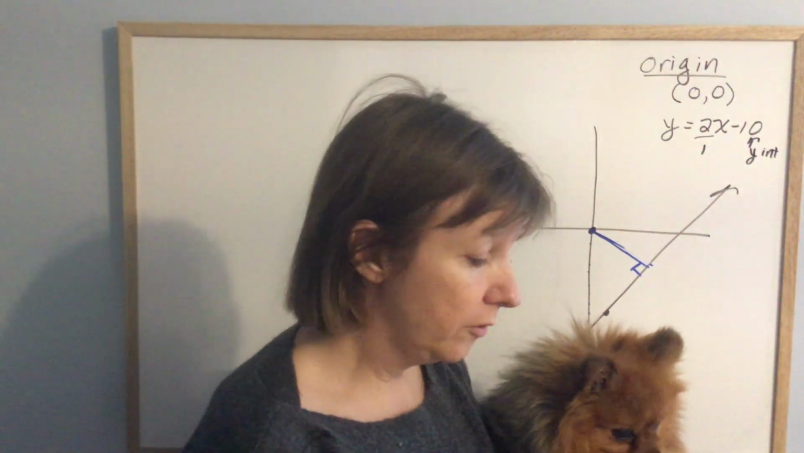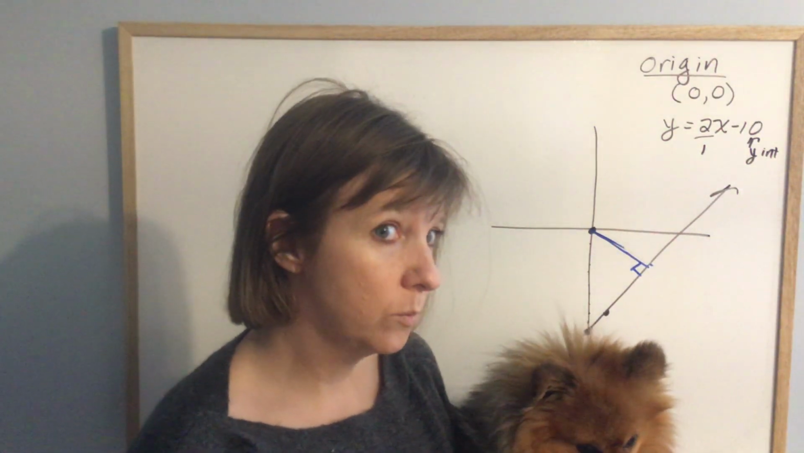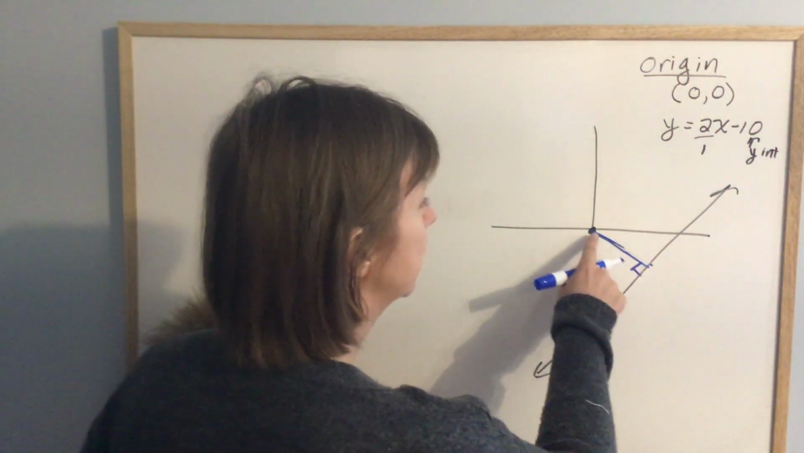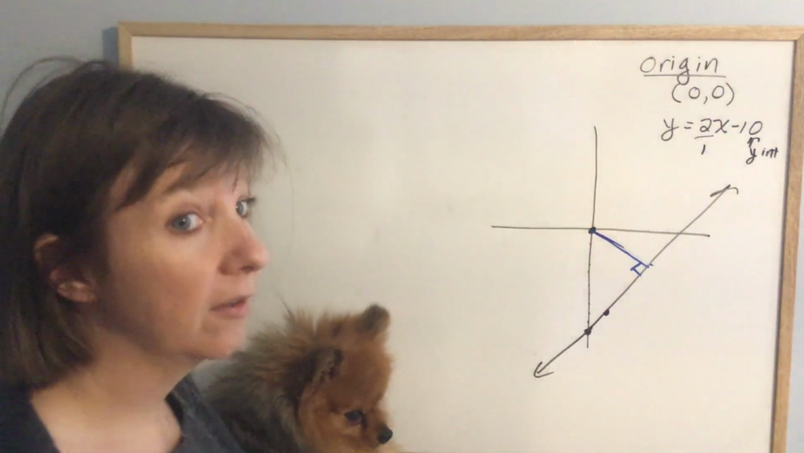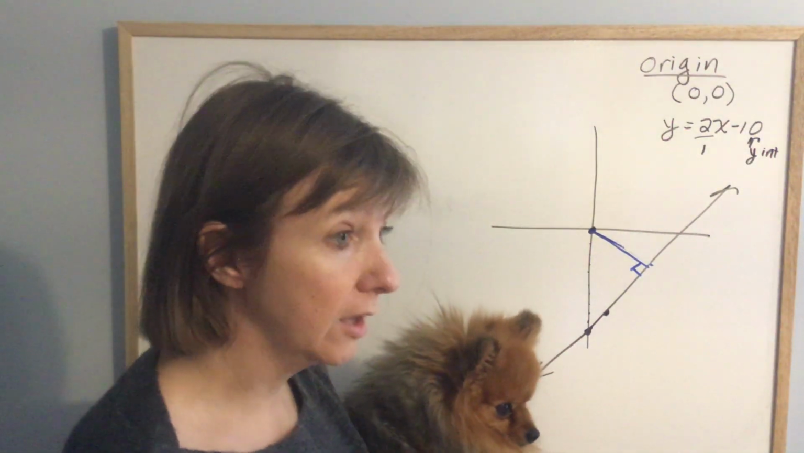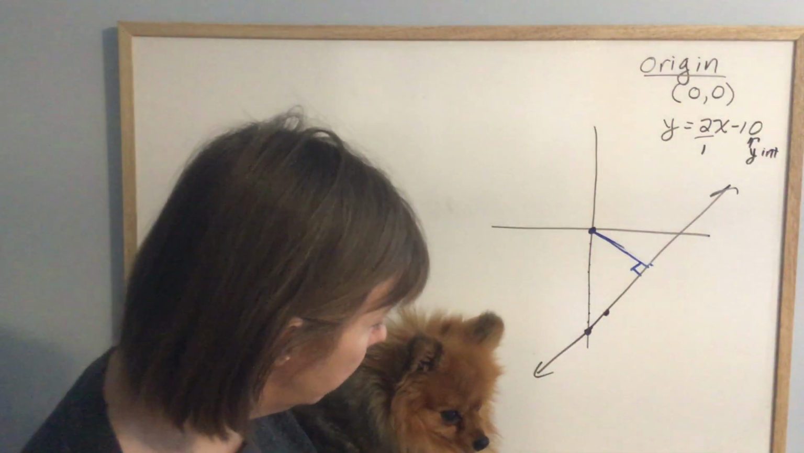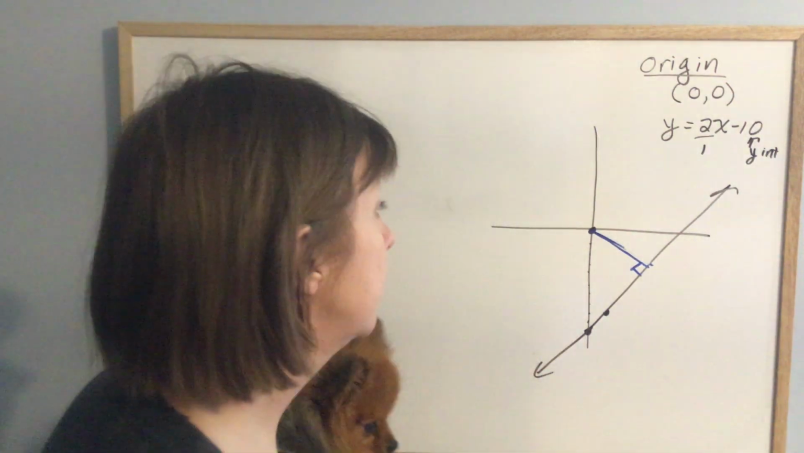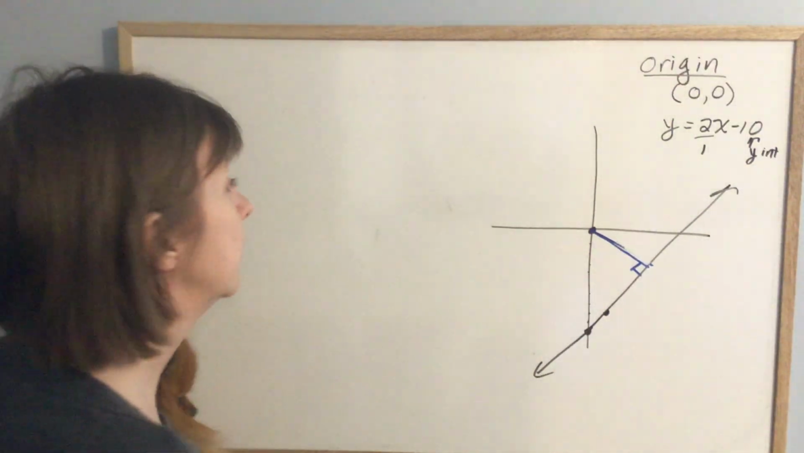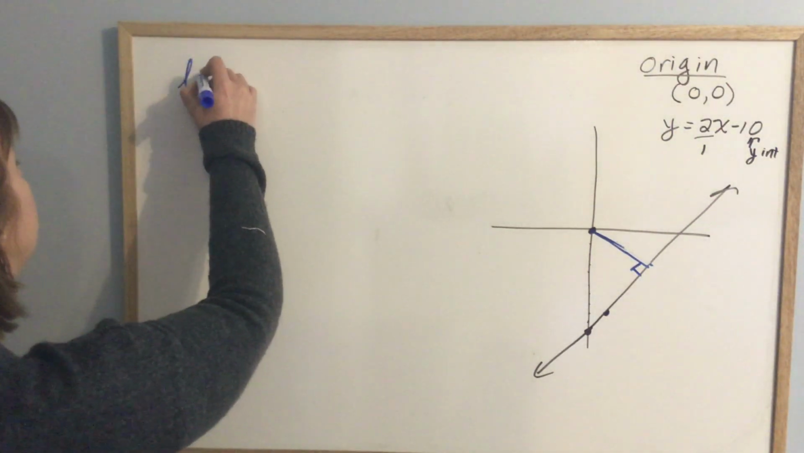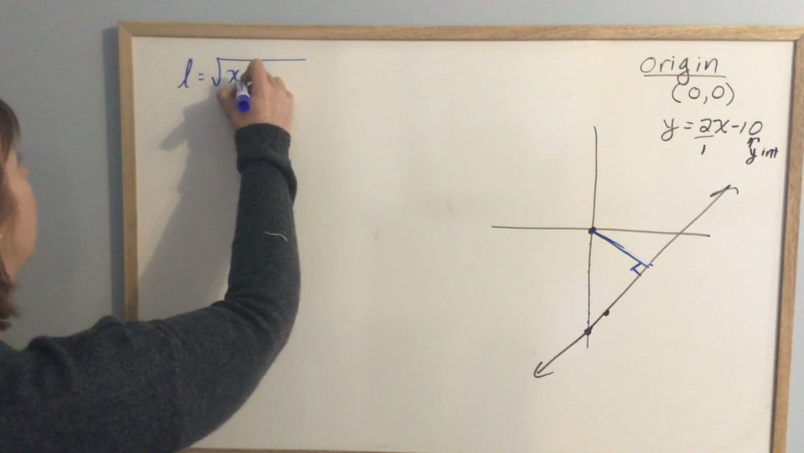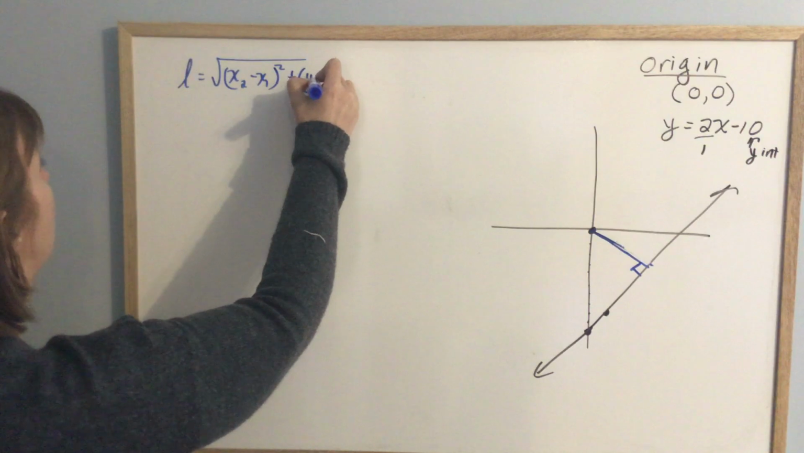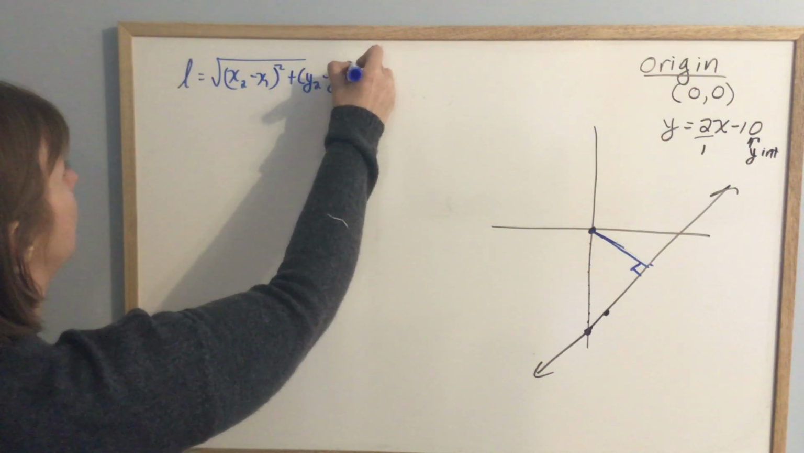Okay? So what I need to know is the length of this blue line, because that's the distance. The length is the distance. So if I want the length of a line, at some point I'm going to have to use the length of a line formula, which is the square root of x2 minus x1 squared plus y2 minus y1 squared.